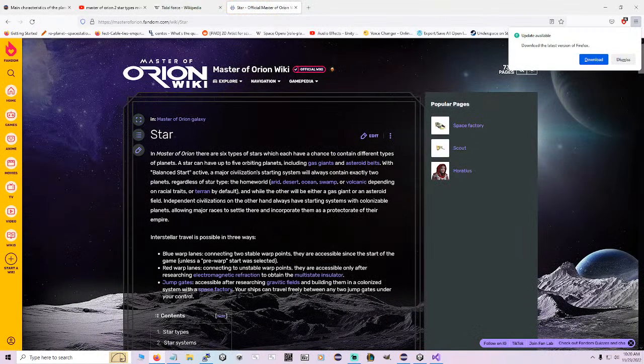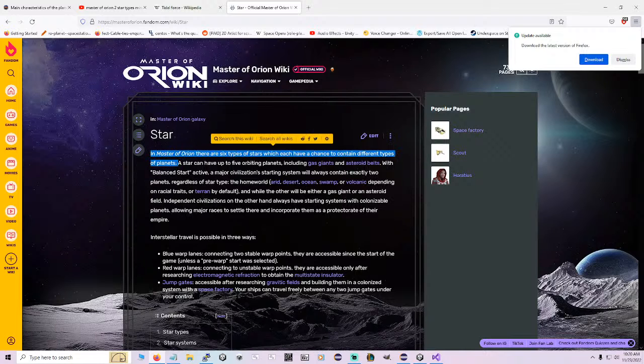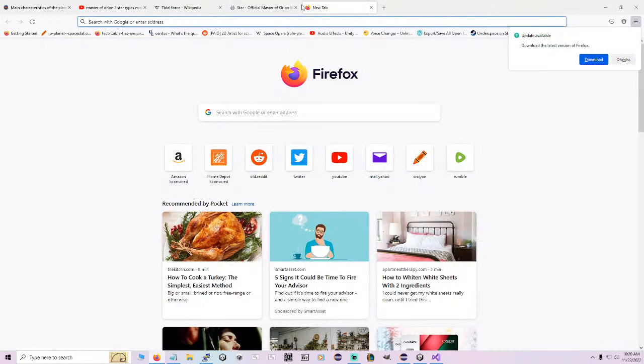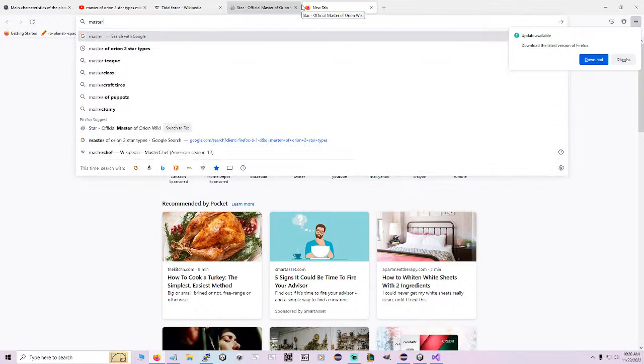Master of Orion contains different types of planets. That's what I'm saying. You can tell the star. So what makes this significant is you can tell what type of content it'll be by looking at the star, right? You look at it in the overall mini map. Okay, so I'm gonna show you this. Why is this significant for me?